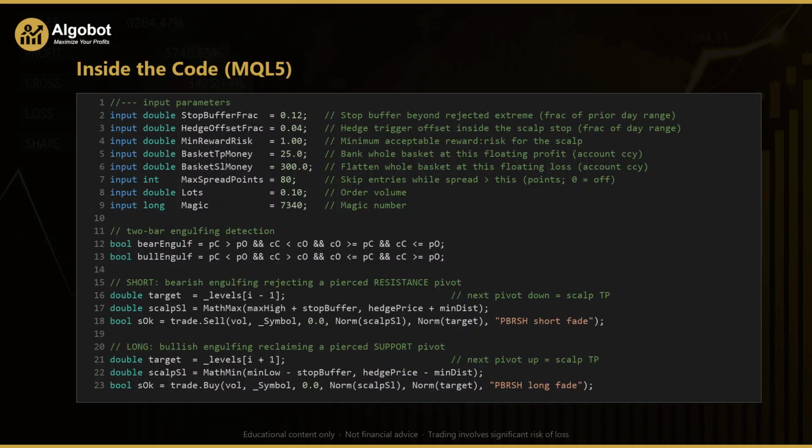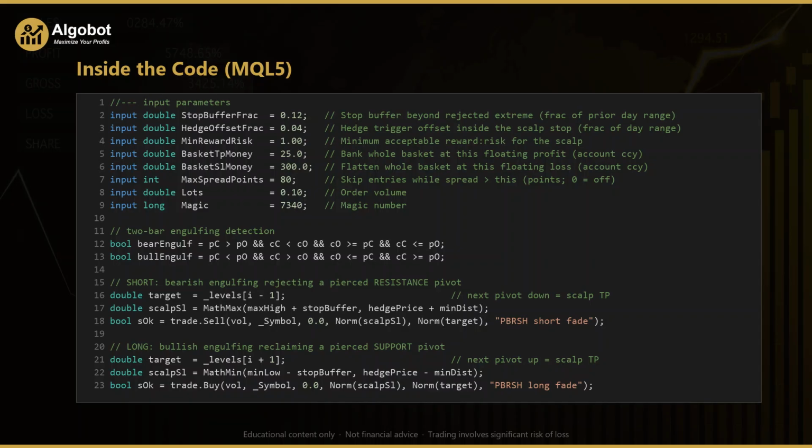Below that you can see the heart of the signal logic. The two Boolean lines detect the engulfing pattern. Bear engulf is true when the prior bar is bullish and the current bar is a larger bearish body that swallows it, and bull engulf is the exact reverse.